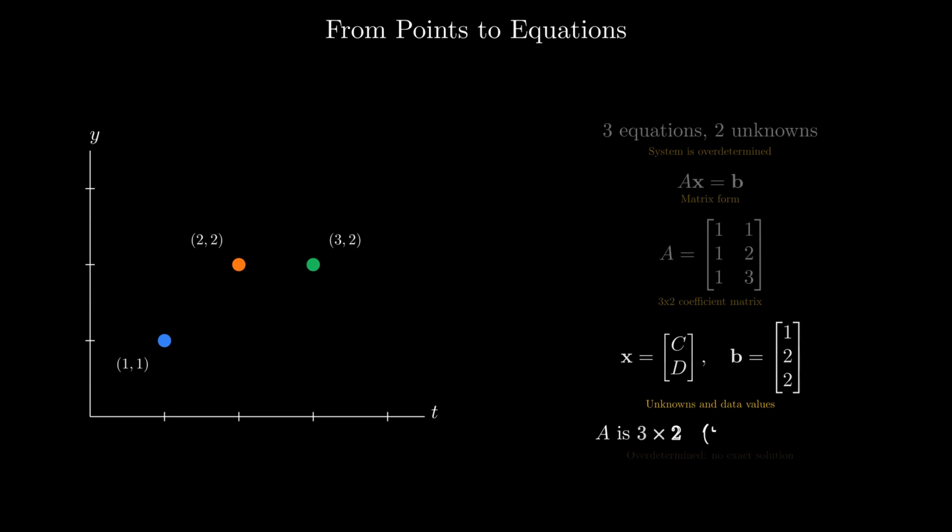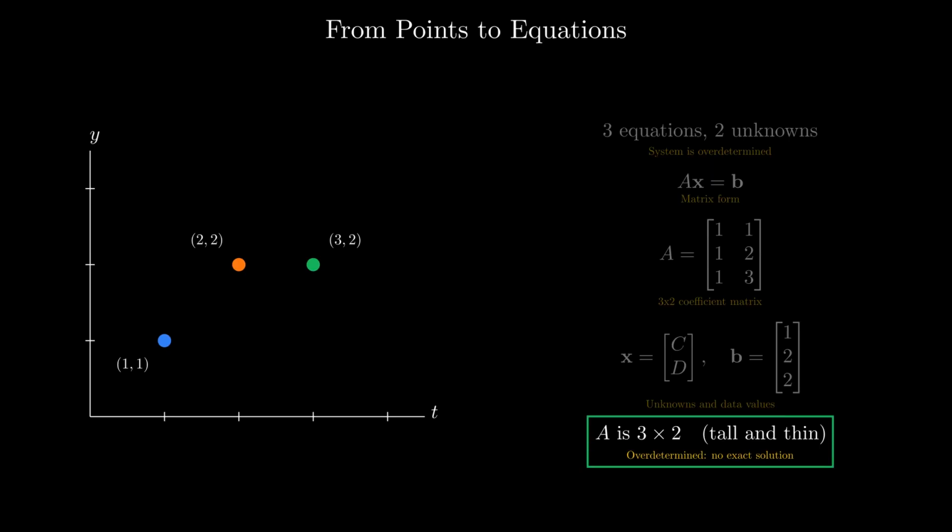Notice that A is tall and thin. It has more rows than columns. This is what we call an overdetermined system: 3 constraints, but only 2 knobs to turn. No values of c and d can satisfy all 3 equations at once.